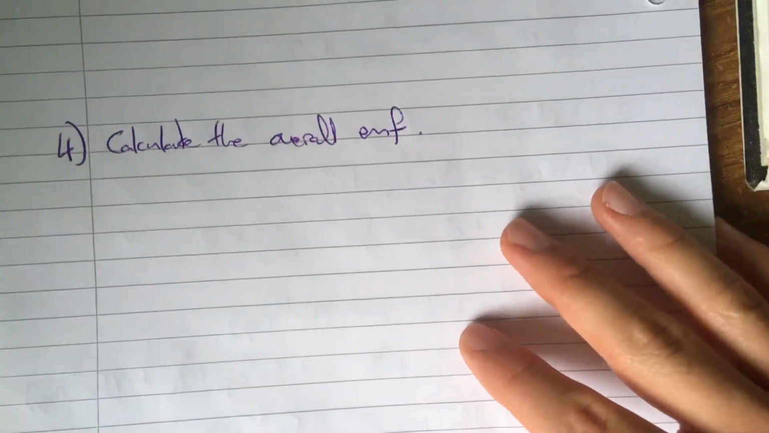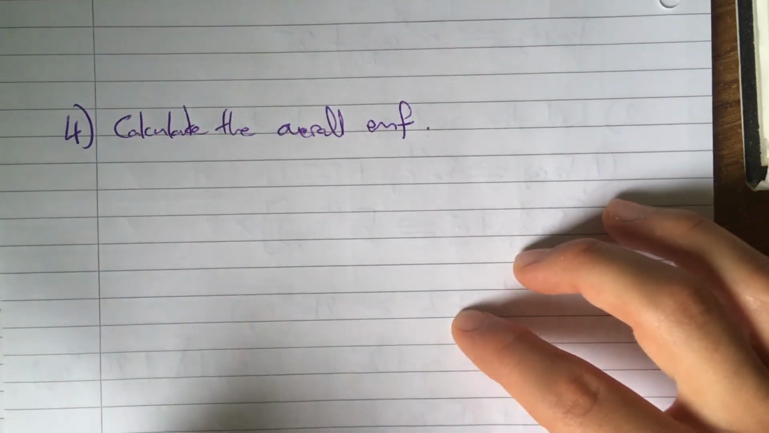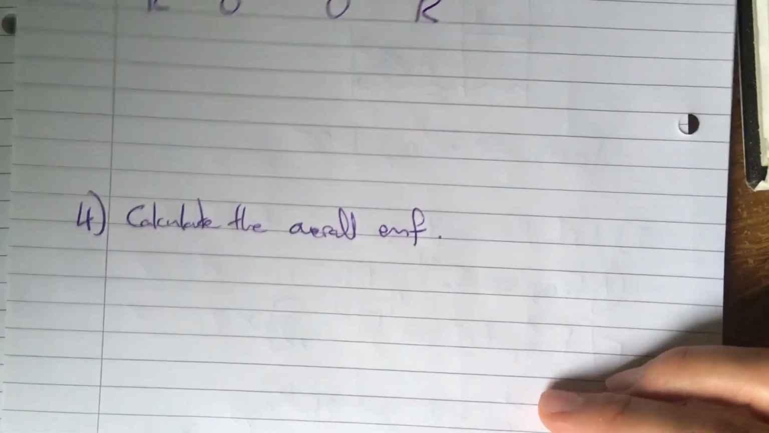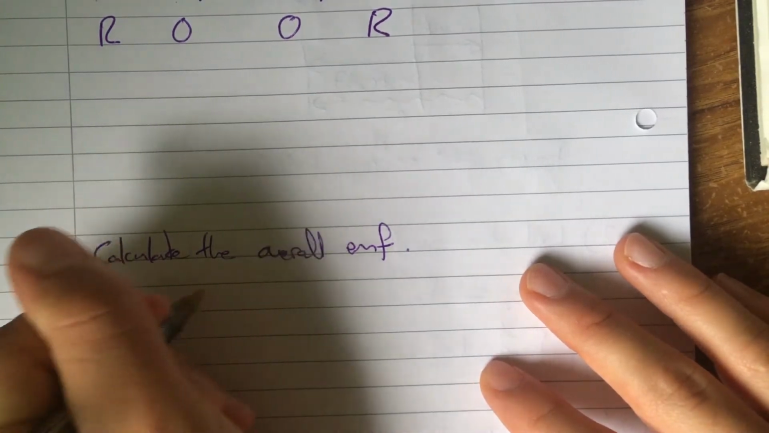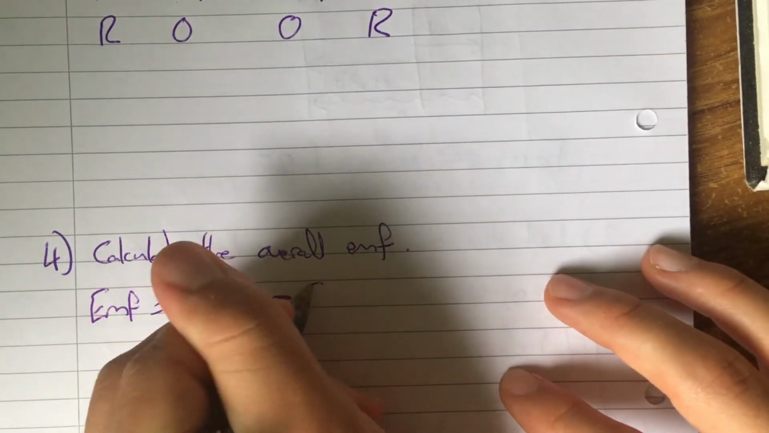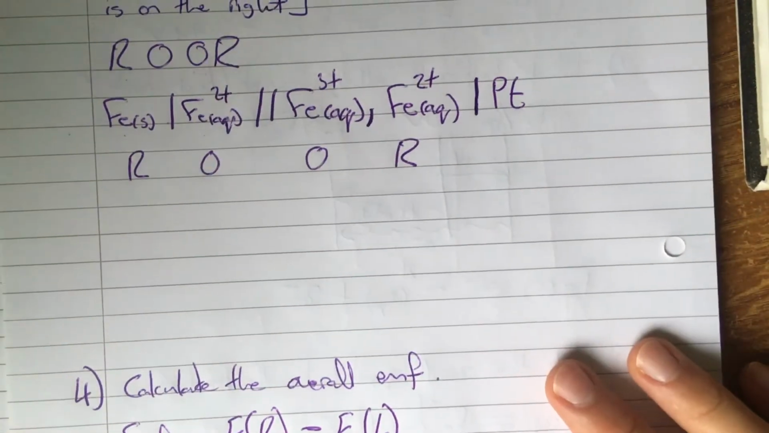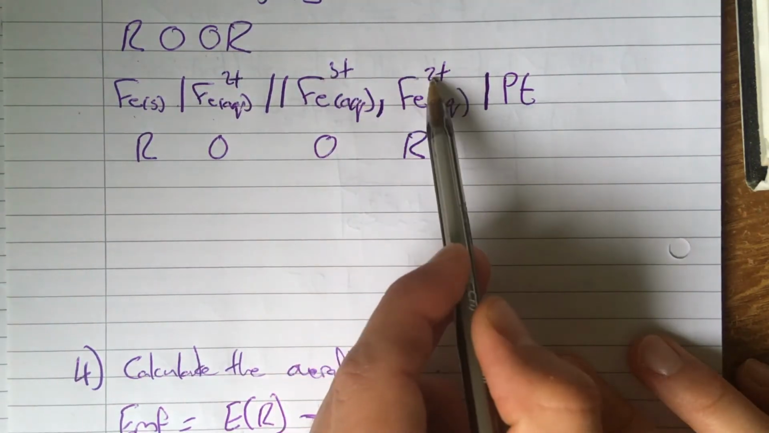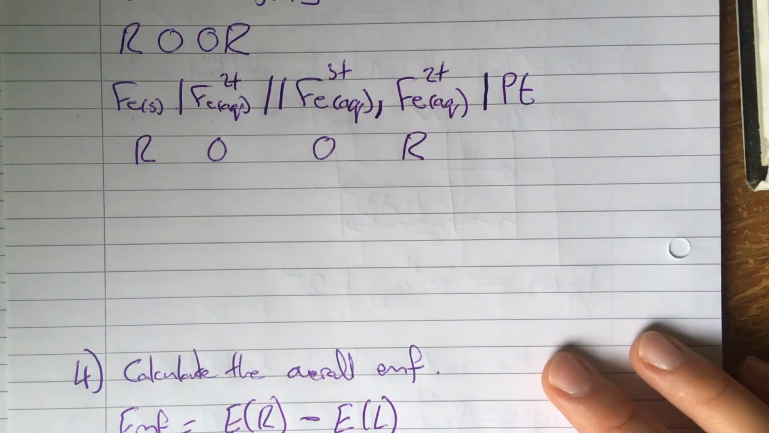And now the final step is to calculate the overall EMF. So I need to calculate the overall EMF of the reaction that we've just been doing. So EMF is equal to the electrode potential of the half cell on the right minus the electrode potential of the half cell on the left. So the half cell on the right is my Fe3+/Fe2+ equilibrium, and then the one on the left is my Fe2+/Fe.